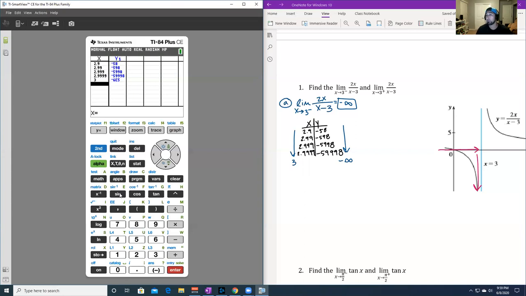All right. Okay. So now let's do it from the right. Same exact thing. Okay, B, the limit as X approaches 3 from the right of 2X over X minus 3. All right, go ahead and make your XY chart. And we're approaching 3 from the right, but we want to get really, really close to 3. So I could say 3.1, 3.01, 3.001, 3.0001. All right. So we have 4 values there. You can add more values if you need more information.